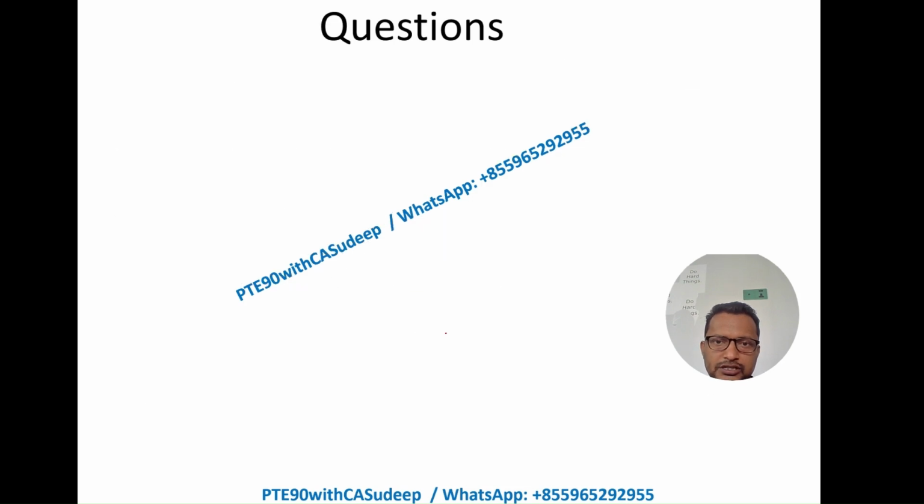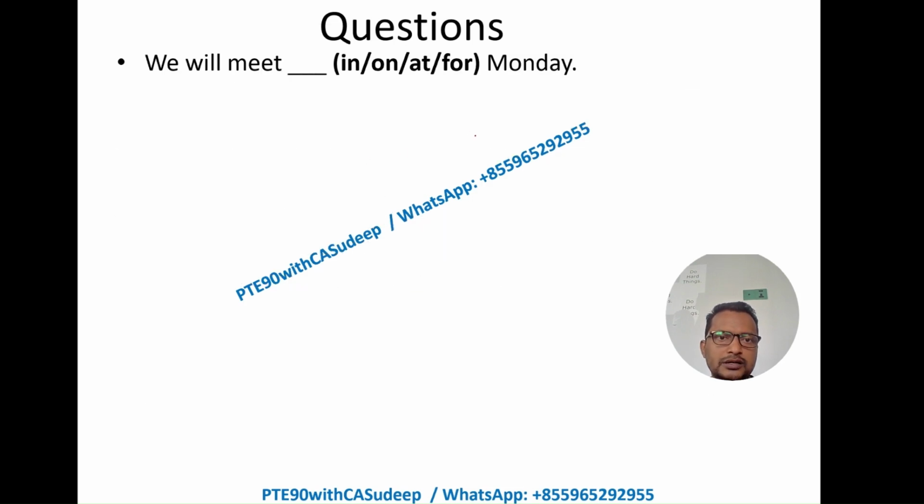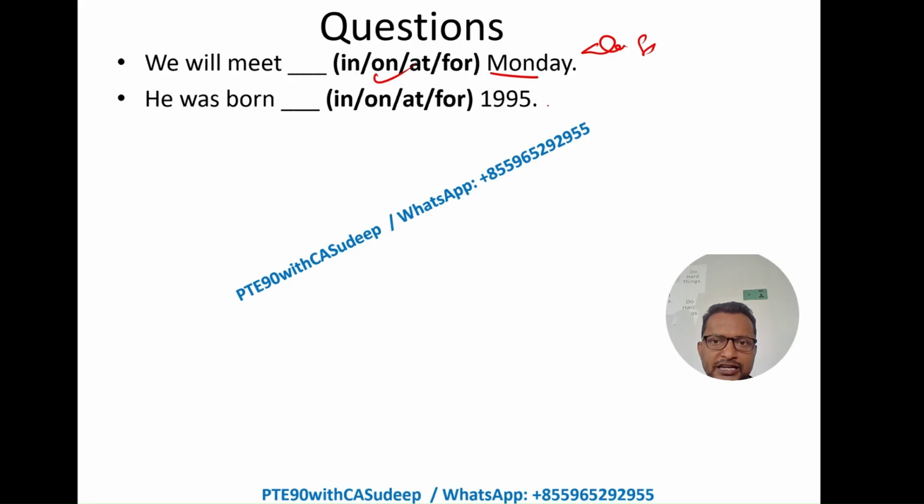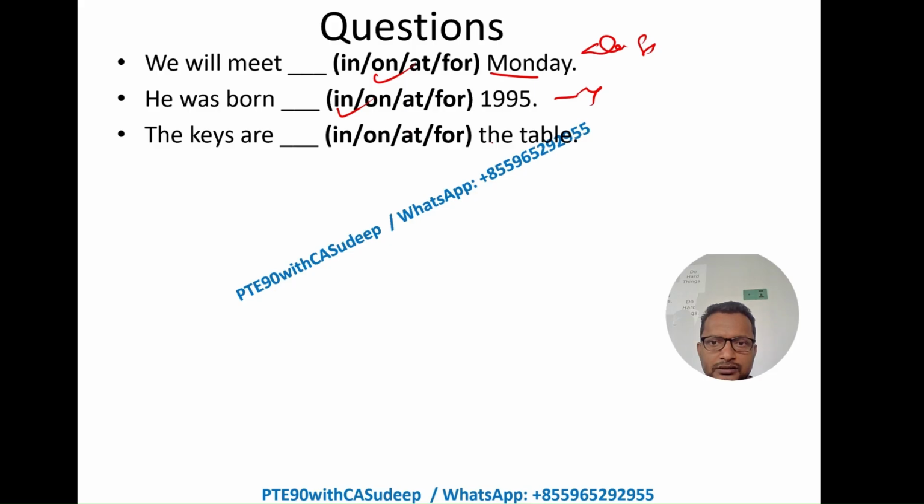Now just giving you some questions. We will meet him. The question is, we will meet in, on, at Monday. So Monday, this is a day, consider a shorter period, so on Monday, right? He was born 1995, year, long period, in 1995. The keys are dash table. So this is the table, and then we consider the keys are here. So keys are on the table, right?